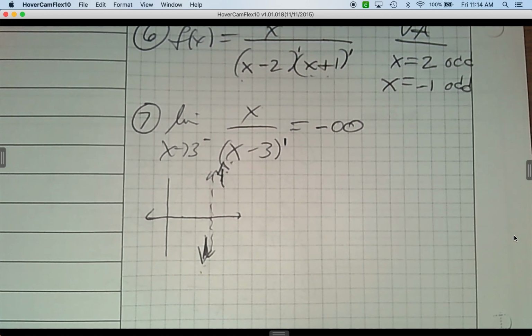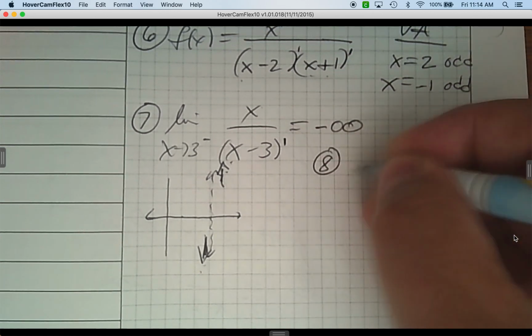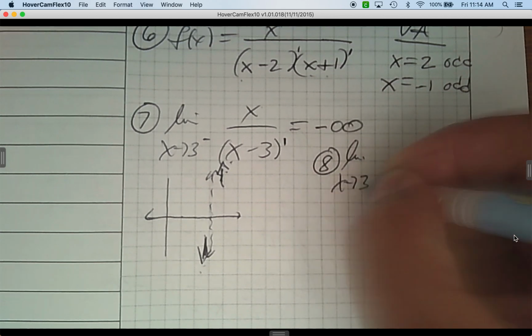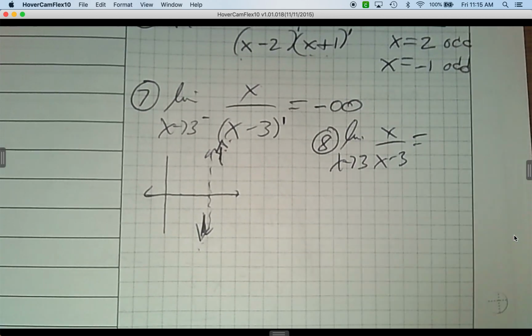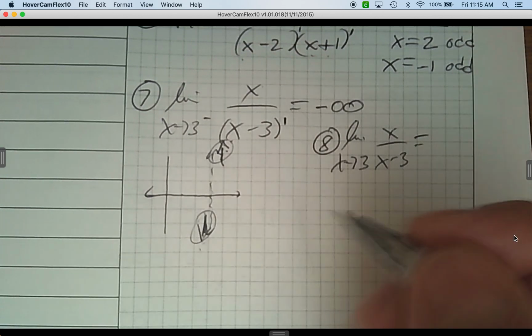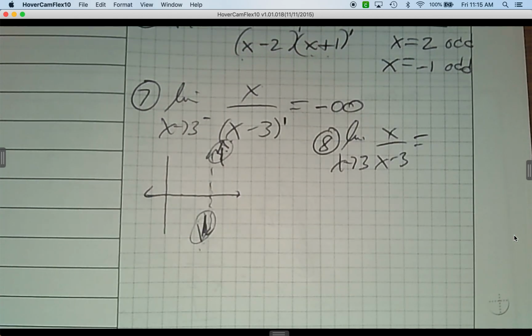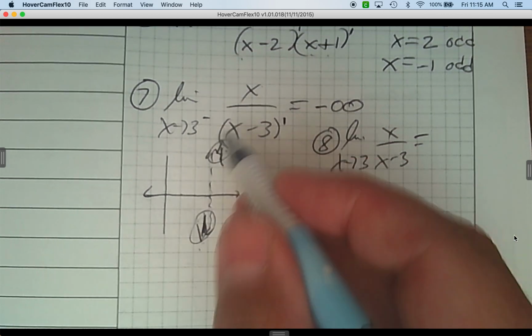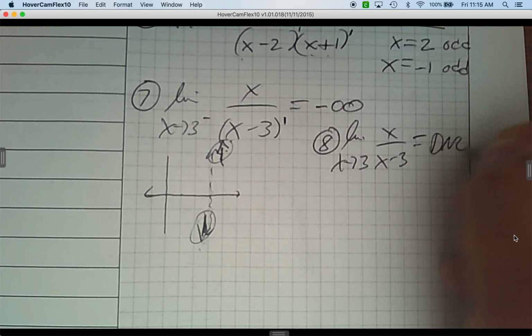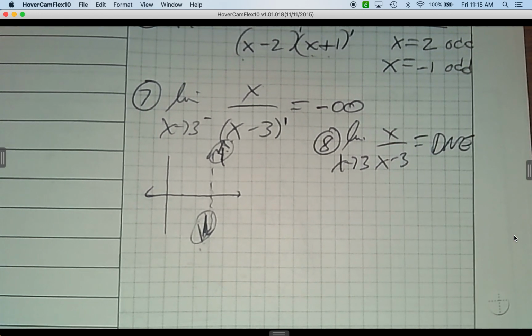Number 8 has a question without a plus or a minus sign to it. So I'm just going to write number 8 right here. The limit as x approaches 3 of x over x minus 3, we already have the graph. Notice they're going in opposite directions, so we can't say infinity or negative infinity because they don't agree. As it approaches from either side, they must agree for the limit to exist.